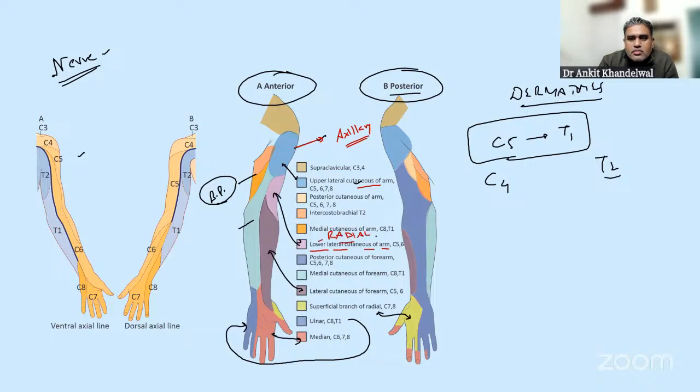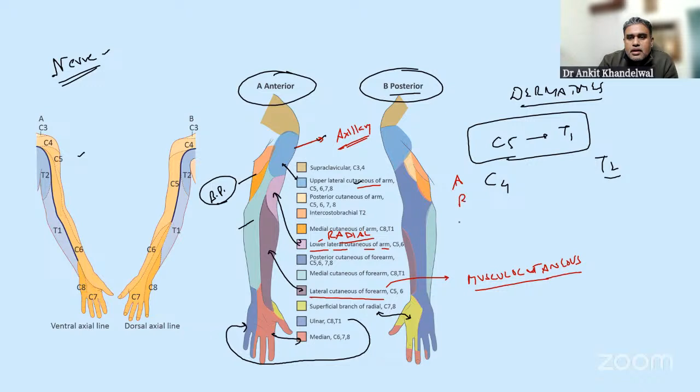Radial. There are three important questions I'm telling you. And this lateral cutaneous nerve of forearm, it's a branch of which nerve? Musculocutaneous. Let me write the entire name, musculocutaneous nerve. So do remember on the lateral aspect, we have axillary nerve, radial nerve, and musculocutaneous nerve.